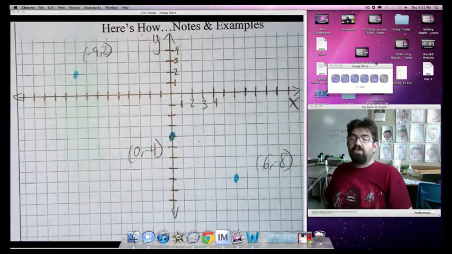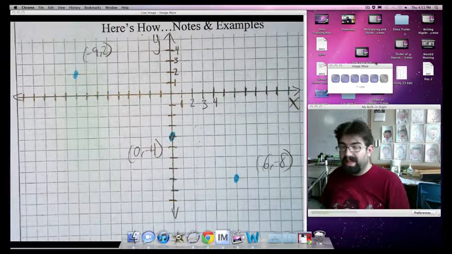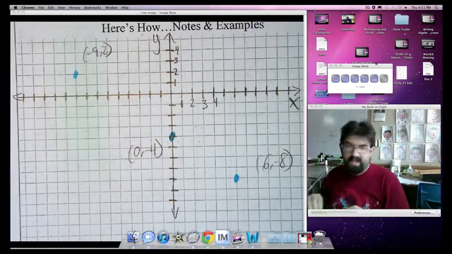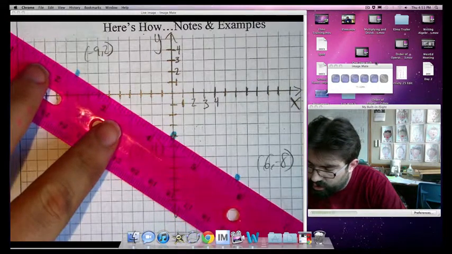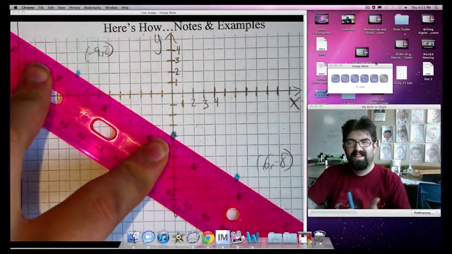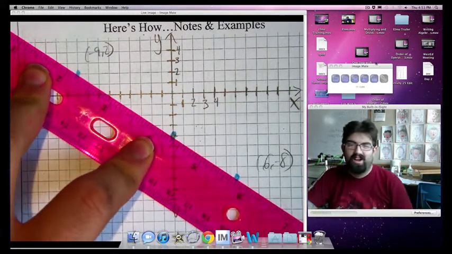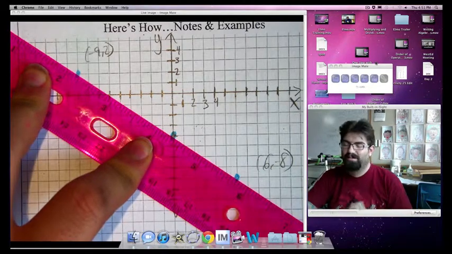So there's my graph. Notice I am putting my points on there. I'm labeling them so I know what point is what in case there's a problem on my test. And I'm going to do my ruler check. Look how good that looks on the graph, the grid. Oh man, it looks so awesome.